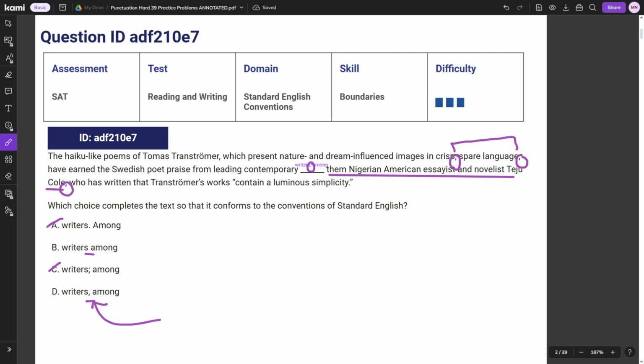And what dependent clauses do is that they just add on extra information to what was said before. So what you want to do is look right before the comma, and you'll see that the topic right before that was contemporary writers. So then we would look at our dependent clause, and does this dependent clause add on to information about contemporary writers? Yes, it does. It gives an example of a contemporary writer, which is this one person right here, Tiju Cole. So D would be our answer, we would use a comma in this case.